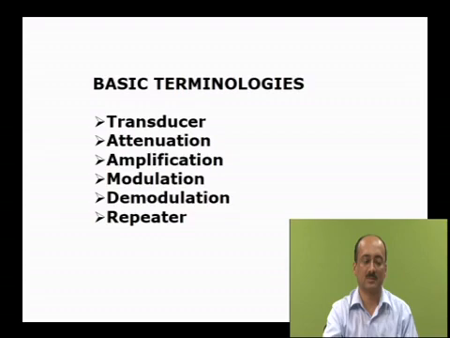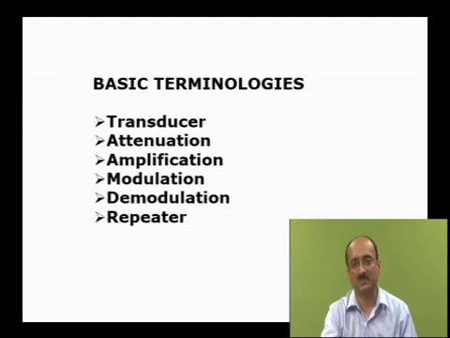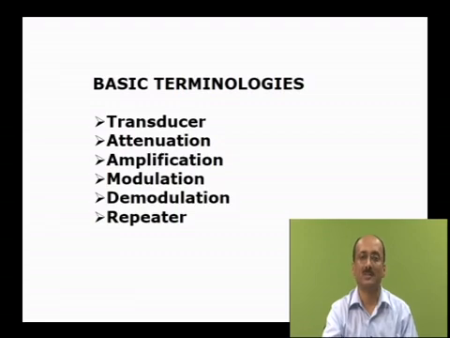Attenuation happens when communication takes place. Basically, attenuation means reduction or loss of signal strength when signal is being communicated. Amplification is a process wherein energy of the signal is increased. So if you are increasing the energy of the signal, that is what we call amplification.